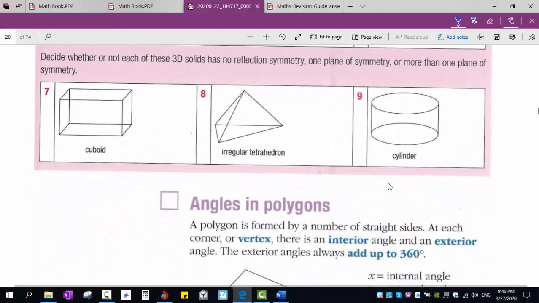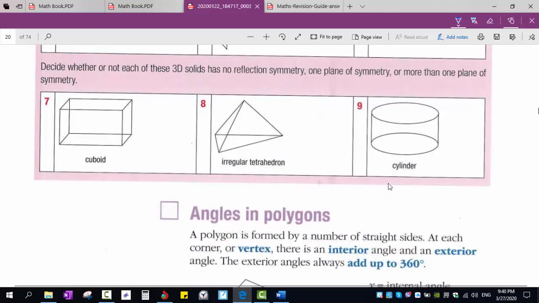For 3D shapes, we don't have a line of symmetry because it's a 3D shape, so we have planes of symmetry. The question says, state whether it has one plane of symmetry, no plane of symmetry, or more than one plane of symmetry.